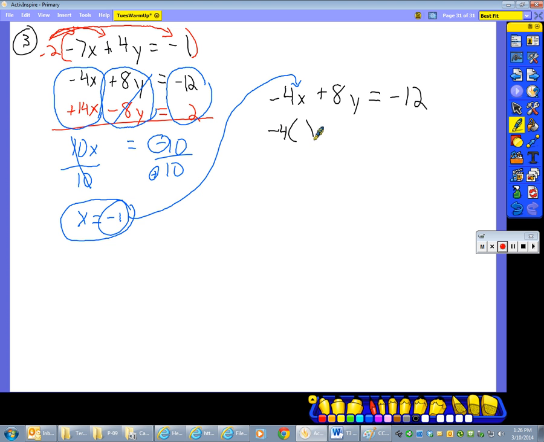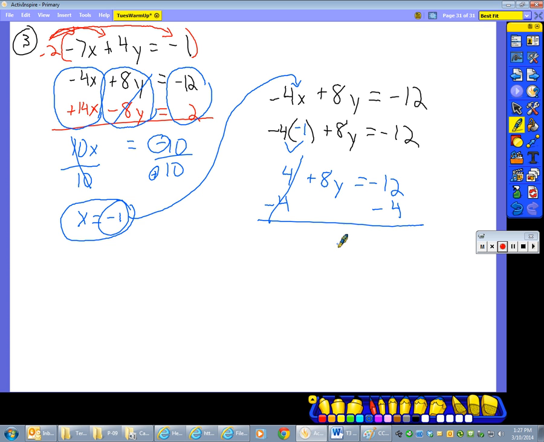Negative 4 times whatever x was, plus 8y equals negative 12. And in for x, I'm going to put a negative 1. Negative 4 times a negative 1, guys? Positive 4. Plus 8y equals a negative 12. What do you think, Cole? What am I going to do next? Good job. Minus 4 on both sides.